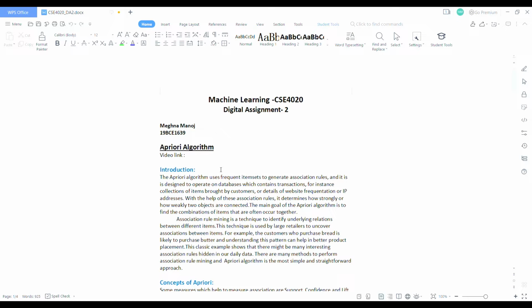So, coming to the introduction, the algorithm uses frequent item sets in order to generate association rules. And this algorithm is mainly operated on databases which contain transactions. For example, this can be the collections of items that are bought together by a customer. It can be details of website frequentation or IP addresses.